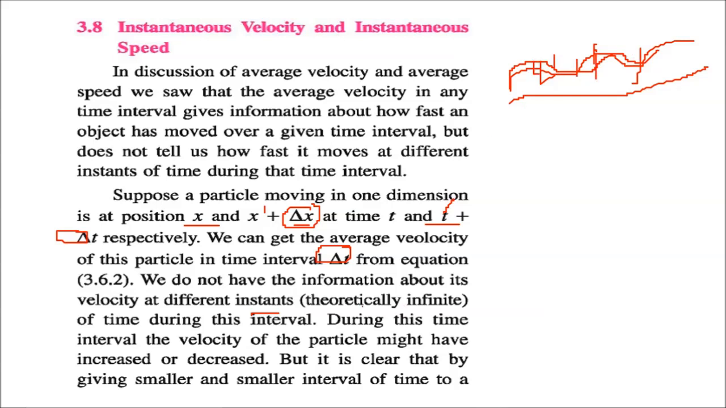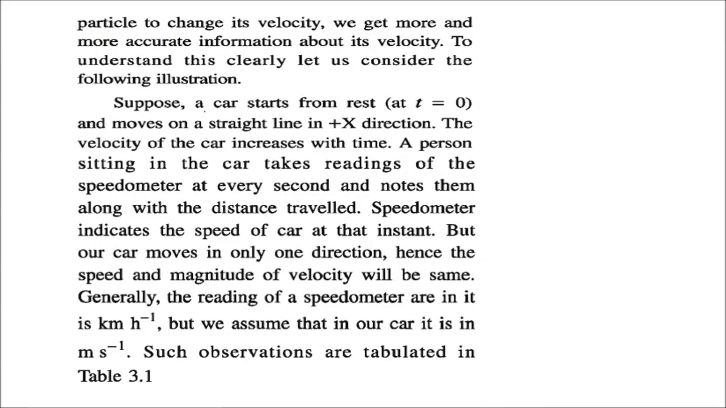During this interval, the velocity of the particle might have increased or decreased, but how do we know this? We want smaller and smaller time intervals. We don't want this type of interval, we want a very small interval. As we go closer to a very short time, we get more and more information about the velocity at that time. So let us see an illustration to understand what is going on.